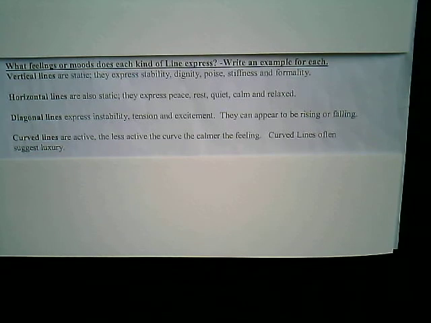Amusement park, roller coasters. Yes, that's a good one. That one is excitement. For some people, kind of scary. What else?